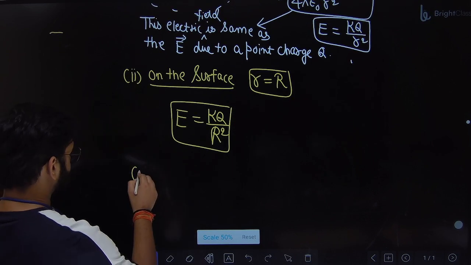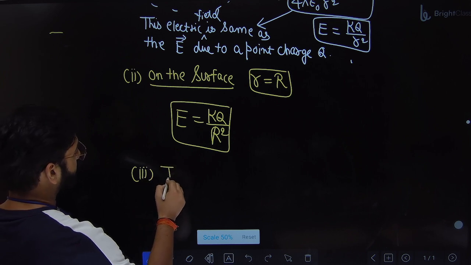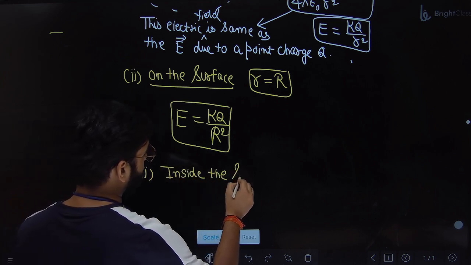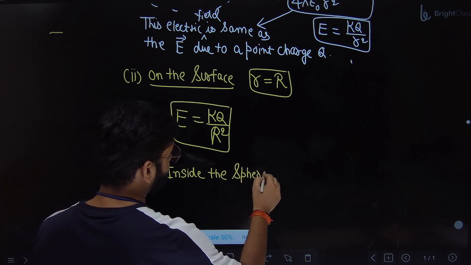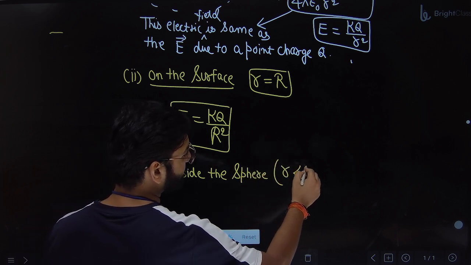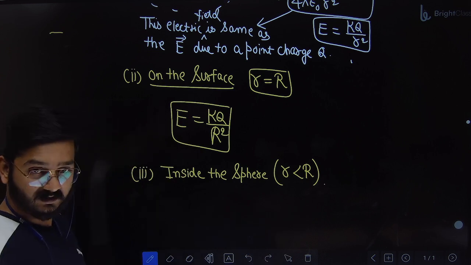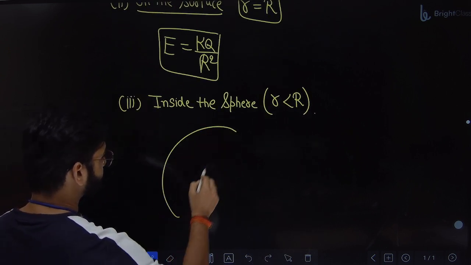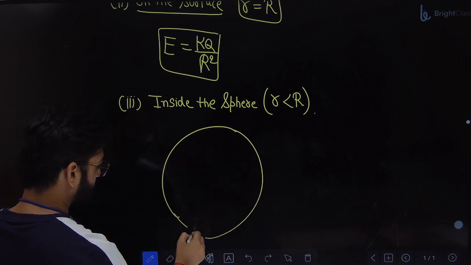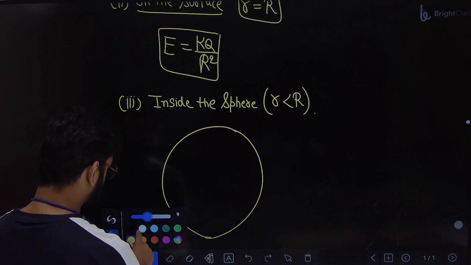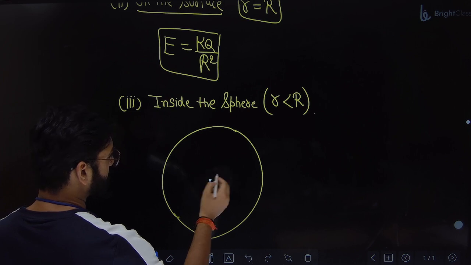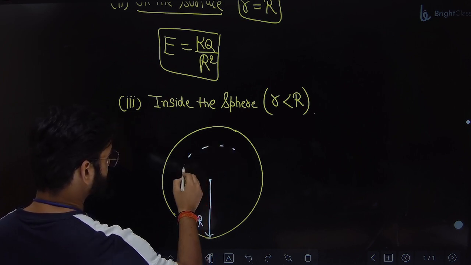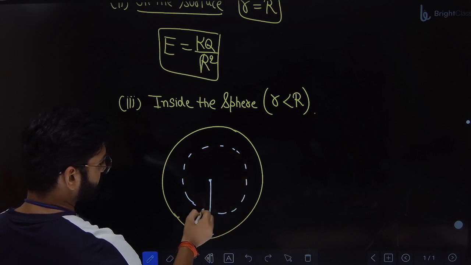Now the last case. Inside the hollow sphere. Inside the hollow sphere means what? Small r should be less than capital R. So let's draw the figure. So radius is capital R. Let's draw the Gaussian surface. This is the Gaussian surface.